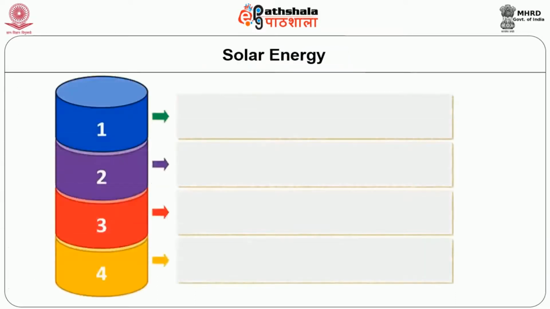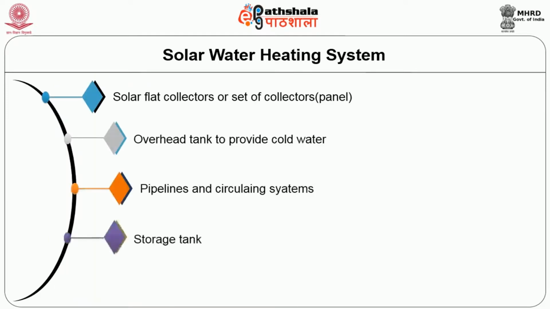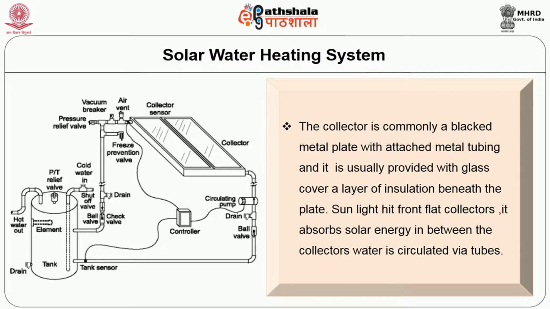Solar energy. Various technologies are used to capture the heat from sunlight: solar water heating system, solar cooker, solar furnace, solar electric generators, solar space cooling system, etc. A typical solar water heating system consists of solar flat collectors, also called panels, an overhead tank to provide cold water, pipelines and circulating systems, a storage tank, and control of the system. A simple solar heating system used for home utility purposes is shown in the figure.